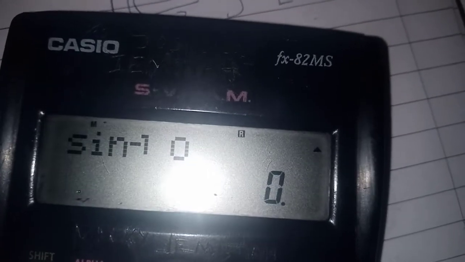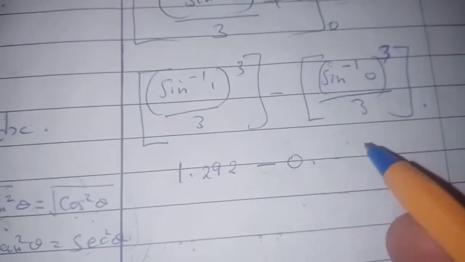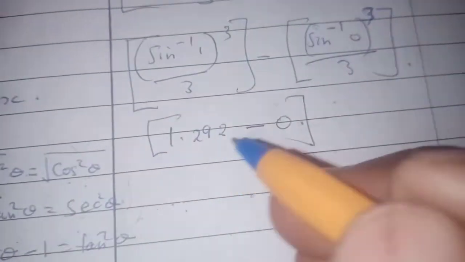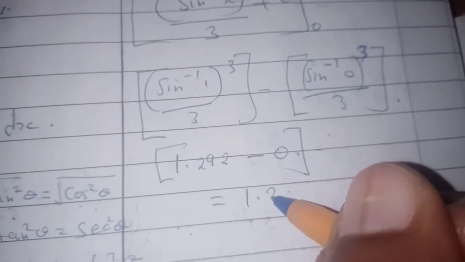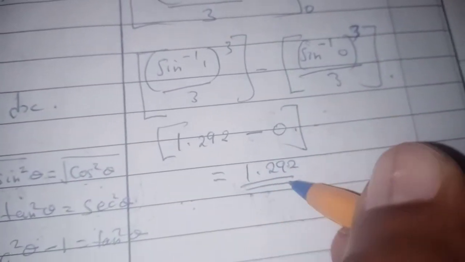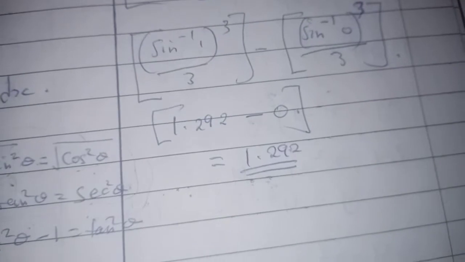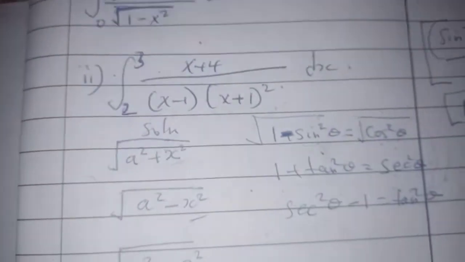Then 0 squared is 0, therefore it will be minus 0. And finally, our integral from 0 to 1 for that function is just 1.292. Hence, solved. Let's go to our next question.